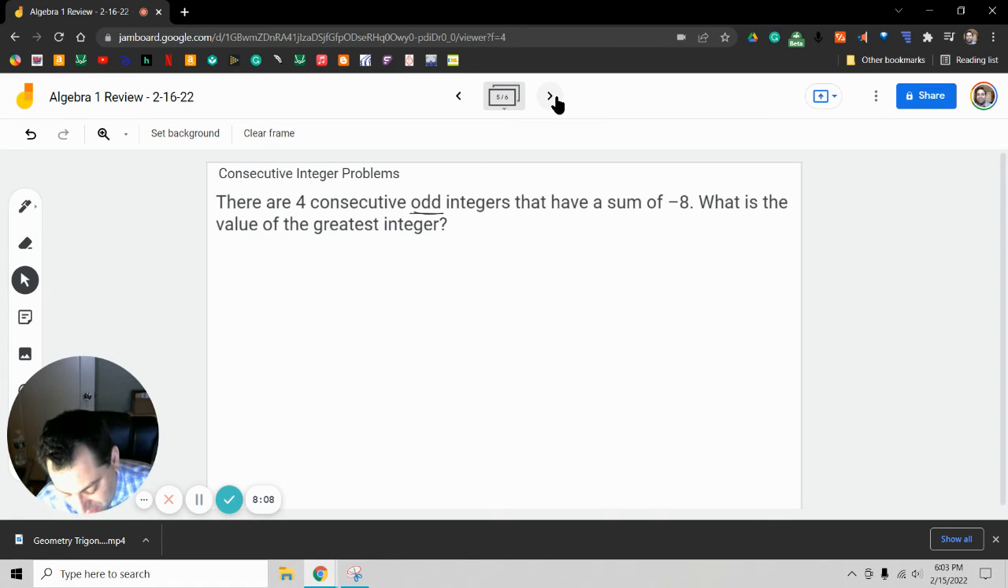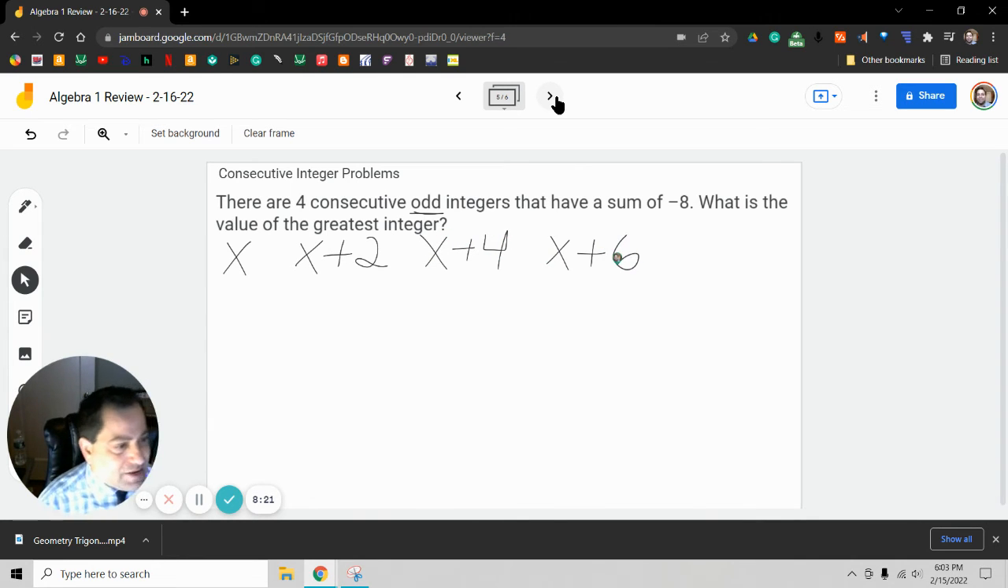So if I make my first integer x, my second integer is going to be x plus 2, my third integer is going to be x plus 4, and my fourth integer is going to be x plus 6. So keep in mind that each consecutive odd integer goes up by 2. And when I add these up, these are going to add to negative 8.